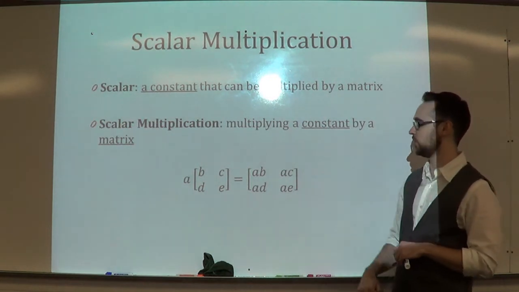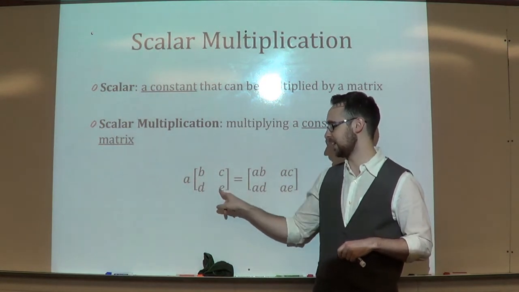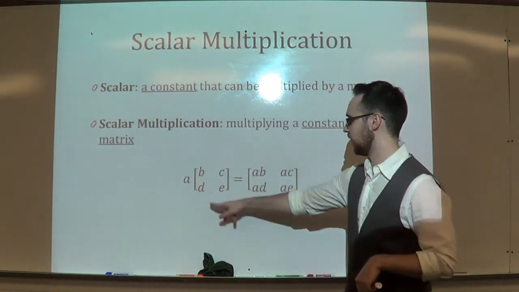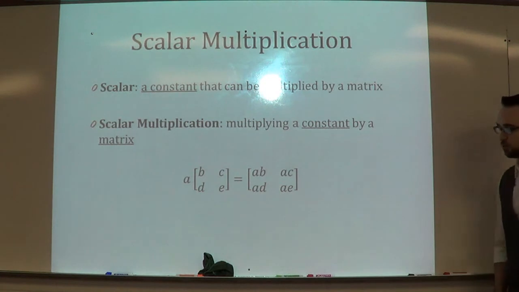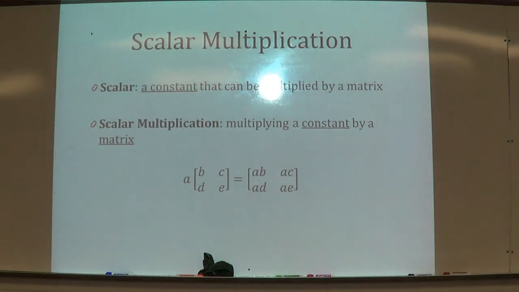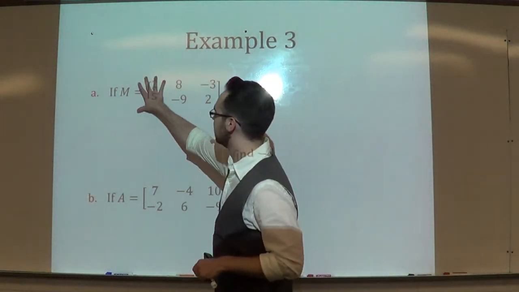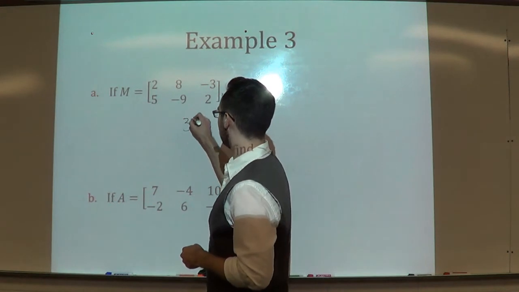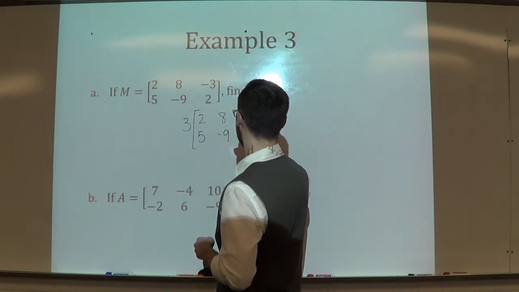And so when we have scalar multiplication, all that means is you're distributing some number out front to every number on the inside of that matrix. So here you'd have A times B, A times C, A times D, and A times E. It's just the distribution property with a matrix. So here they want us to find 3 times m, and this is m. So I'm going to have 3 times the matrix 2, 8, -3, 5, -9, and 2.